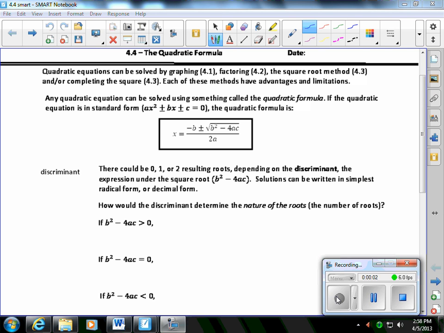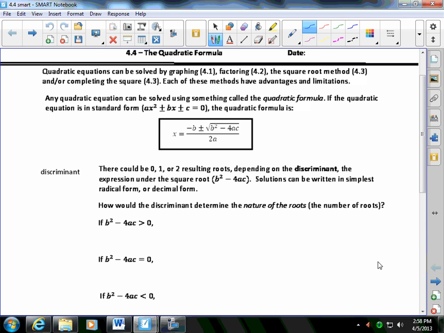The last section in this unit is on the quadratic formula. In the first three sections that we worked on, we used graphing, we used factoring, we used the square root method, and that in a combination of completing the square in order to solve for our solutions to an equation. Those methods have advantages in certain situations, but there's a lot of limitations.